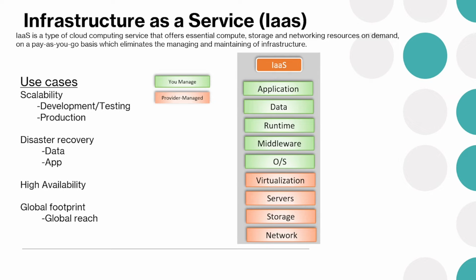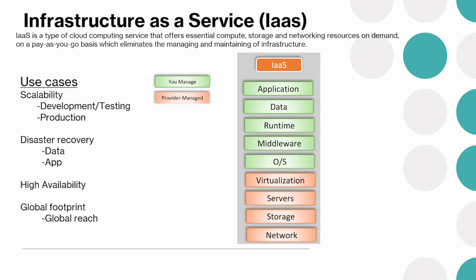So in case of infrastructure as a service, the orange color indicates what the provider manages and what you manage. For example, in this case, the provider manages network, storage, server, virtualization. That's your underlying complete infrastructure. So you have the freedom of putting in your OS, middleware, runtime, data, and application. That you have to manage.